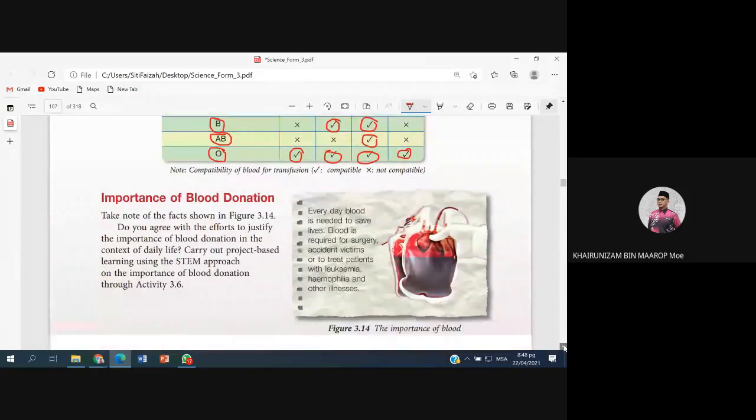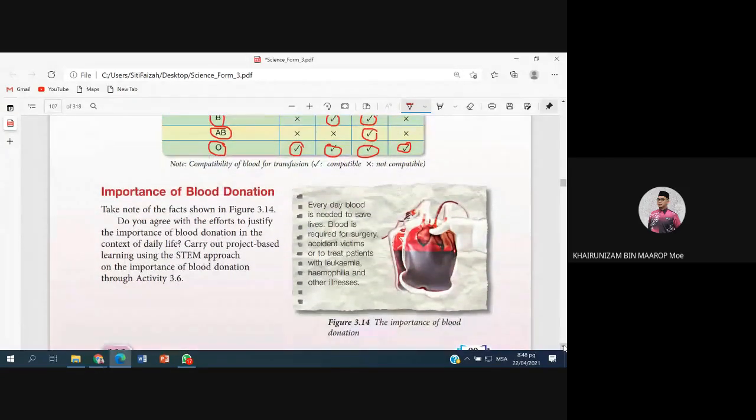Alright. The importance of blood donation. So that's important lah. One is donate blood can save lives of others, and then blood is a living tissue that can be generated. So blood donation does not harm the donor. Jangan risau kalau kamu nak derma darah kerana badan kita boleh generate a new cell from bone marrow, so it does not harm the donor.